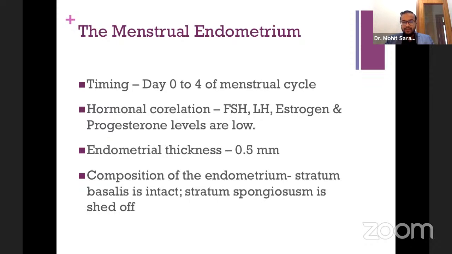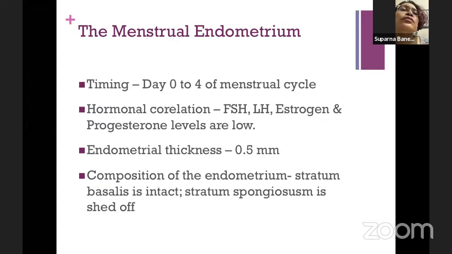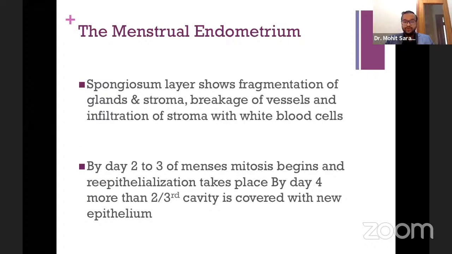If you look at the menstrual endometrium, the timing is from day 0 to day 4 of the cycle. At this point, the FSH, LH, estrogen, and progesterone levels in the circulation are low. The endometrial thickness is only about 0.5 mm, and that is mainly the basalis layer. At this stage, the basalis is intact. Most of the spongiosum is shed off, except for a very tiny portion. In the spongiosum layer, you will see fragmentation of degenerated glands, stroma, and broken vessels, and there is a lot of infiltration of stroma with white blood cells and RBCs.